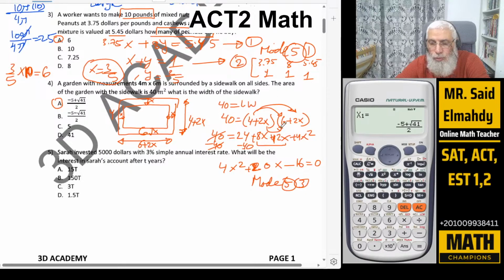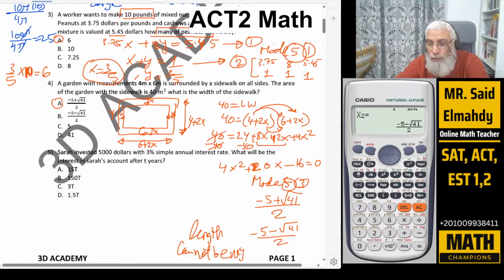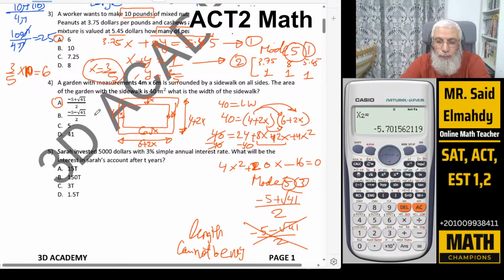We don't take the other solution, because this is negative. The solution is negative 5 plus root 41 divided by 2, because the other solution, negative 5 minus root 41, is negative. Length cannot be negative, because this is a negative number. So this is a rejected solution. So the solution is A.